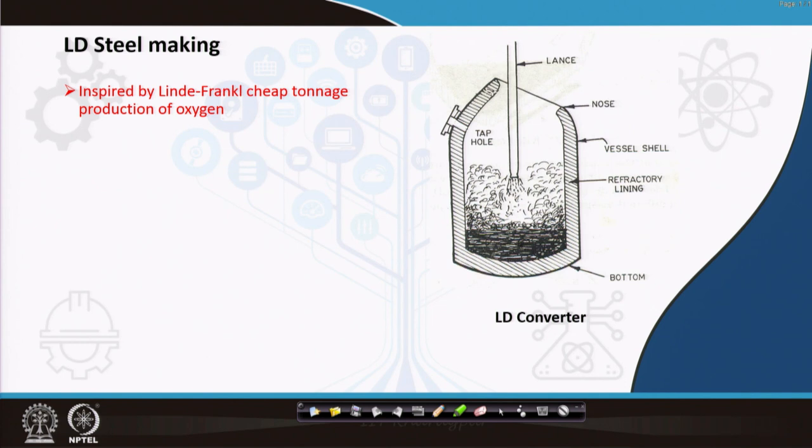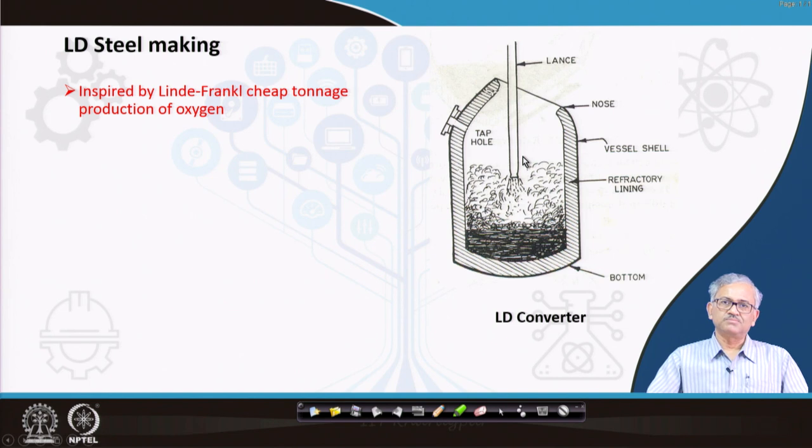So, I will say that when the Linde-Frankel process came, it produced cheap tonnage oxygen. Immediately after that, this LD process came, because people knew that if I use oxygen instead of air, then I can alleviate the problem of nitrogen in steel. And also, the methodology of charging the gas changed. That is, the oxygen is charged from the top, and it has some meaning because it forms a lot of emulsion where the kinetics become very fast. So, the Linde-Frankel process was responsible for LD to take off.